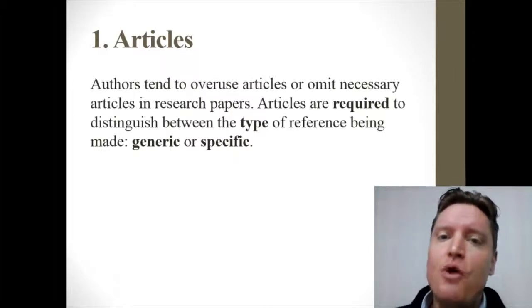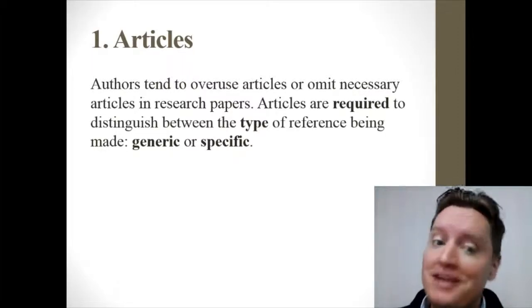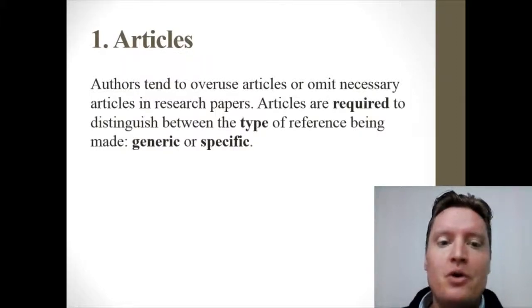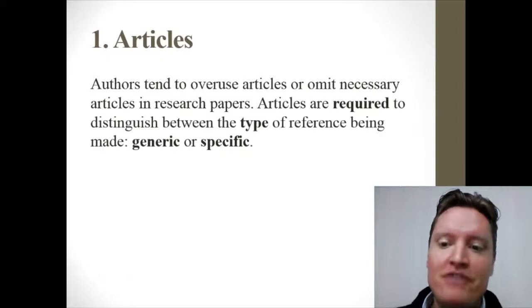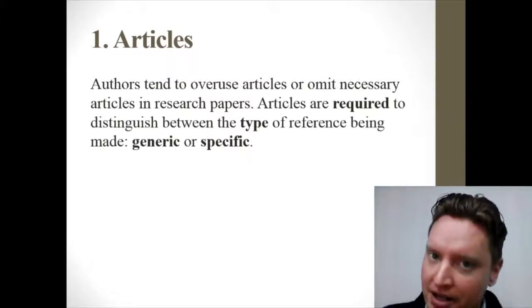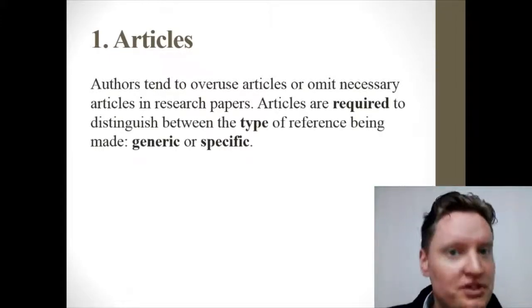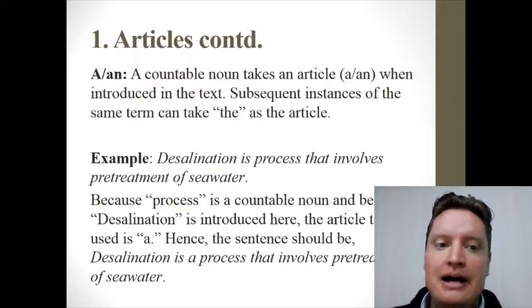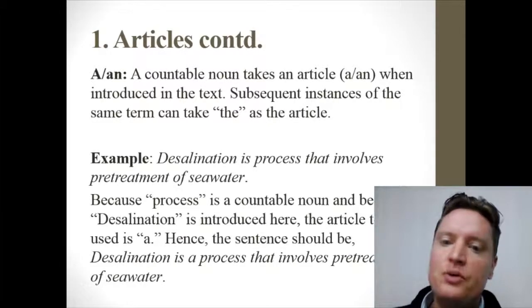Authors tend to overuse them. Sometimes they omit very necessary articles in research papers. Articles are required to distinguish between the type of reference being made, either generic or general, or specific, very precise. The first one is a, and an. That is what we call the indefinite article, and we use it with countable nouns and when the noun is introduced in the text. Subsequent instances of the same term will use the.